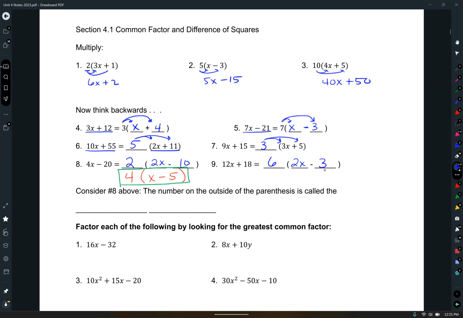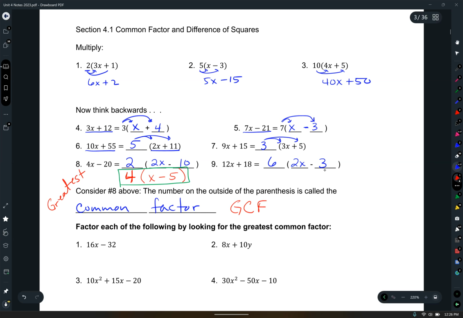Okay, so consider number 8 above. The number on the outside of the parentheses, and I said number 8, it could be any of them above, is called the common factor. And actually, if you're referring to number 8, if I take a 4 out in front, like we did on number 8, we would say that that would be the greatest common factor. Probably back in Algebra 1, you would have referred to that as GCF, greatest common factor.